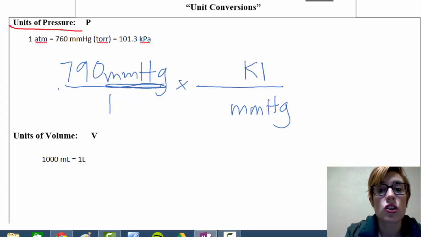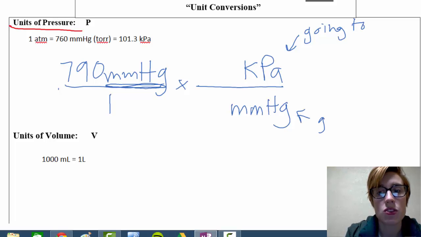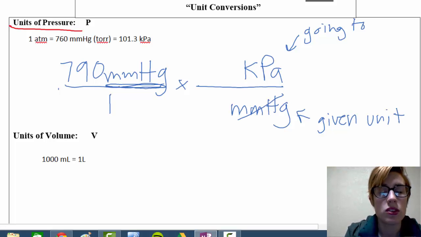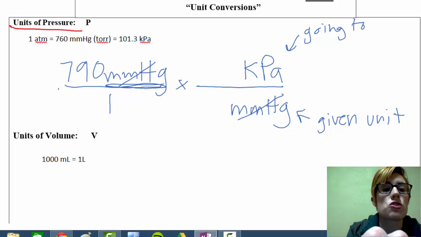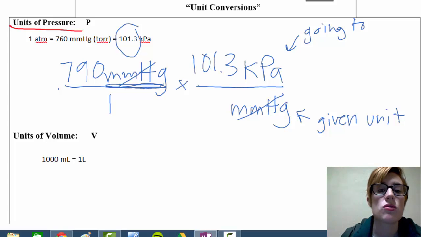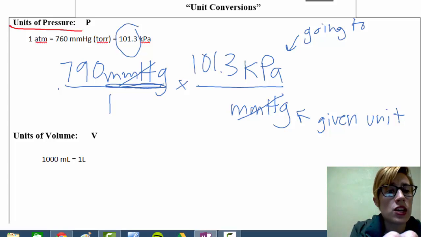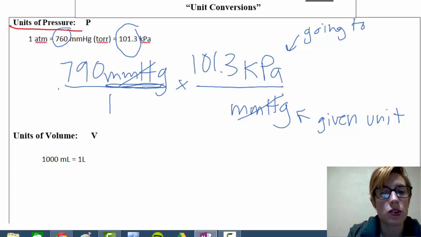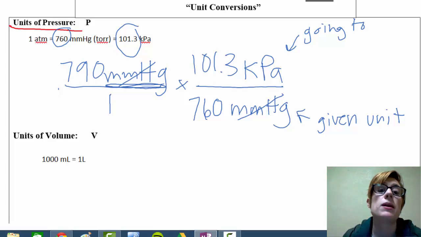So whatever unit you're going to goes on the top. And the bottom is always the given unit. So we were given millimeters of mercury, so we put that at the bottom so they can cancel. Now I just plug my numbers in. Remember how I told you 101.3 will always go next to kilopascals? So I put that number next to my kilopascal unit. And then 760 will always go next to millimeters of mercury. So to get from millimeters of mercury to kilopascals, I'm going to be multiplying by 101.3, and then dividing by 760, and then I'll get kilopascals.